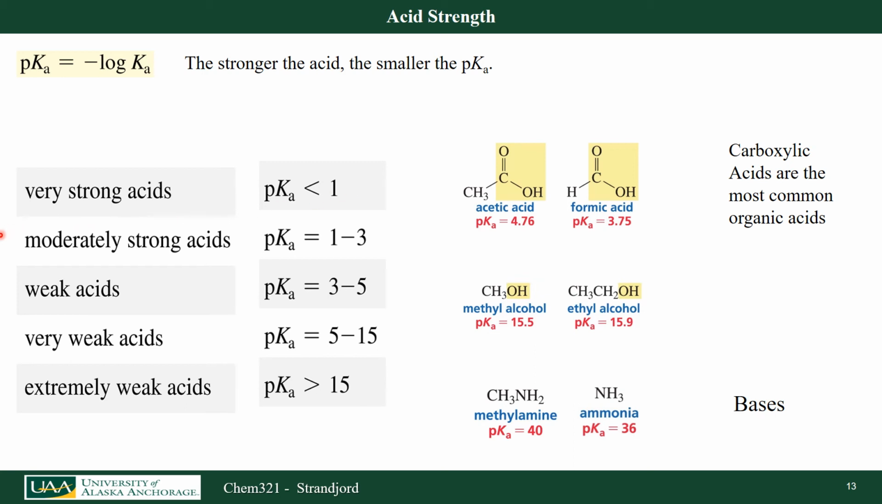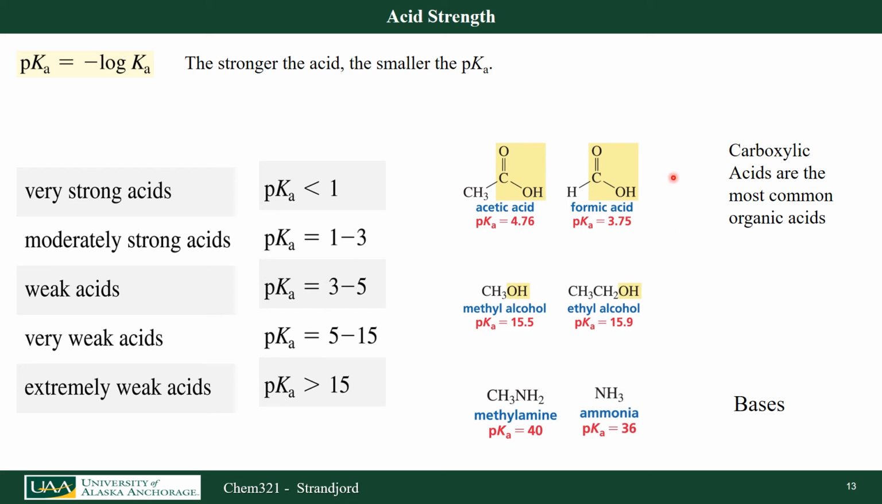Moderately strong acids are ones that have pKa values of 1 to 3. Weak acids have a pKa value of 3 to 5, which is for acetic acid and formic acid. Very, very weak acids have pKa's between 5 and 15, approximately. We consider alcohols as being very weak acids. And extremely weak acids are molecules that have pKa's greater or much greater than 15. Examples are methylamine and ammonia. In fact, these are bases.